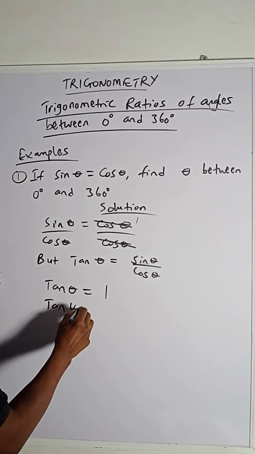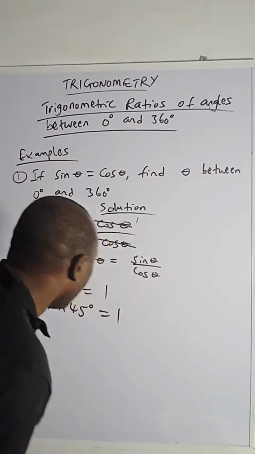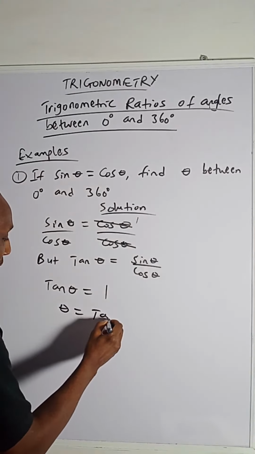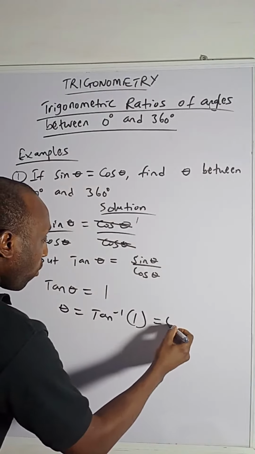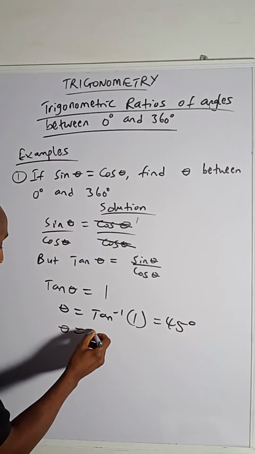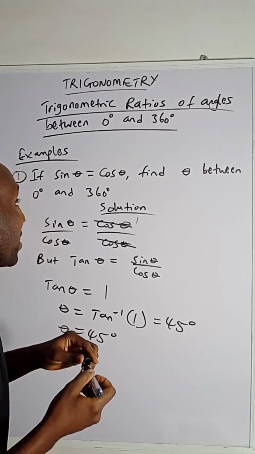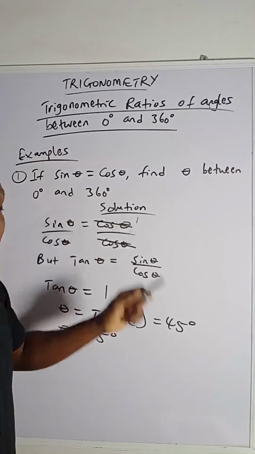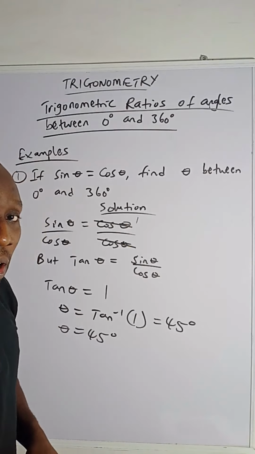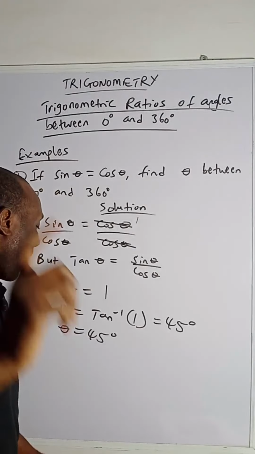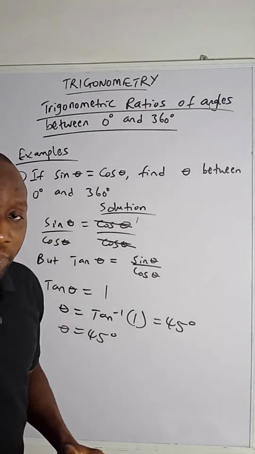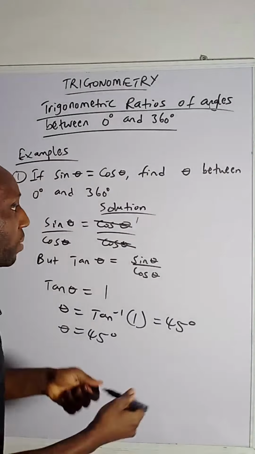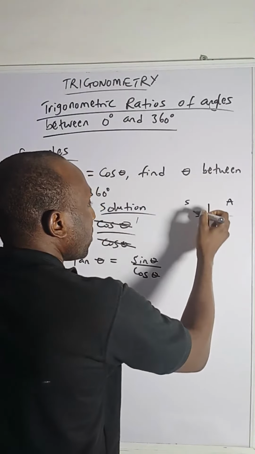Tan 45 degrees is equal to 1. Or we can do the tan inverse. Tan inverse of 1 is what? 45 degrees. So theta is equal to 45 degrees. But don't just stop here, because they said find theta between 0 degrees and 360 degrees. All right. Who can tell me where is my tan positive? Who can tell me? We just talked about ASTC.